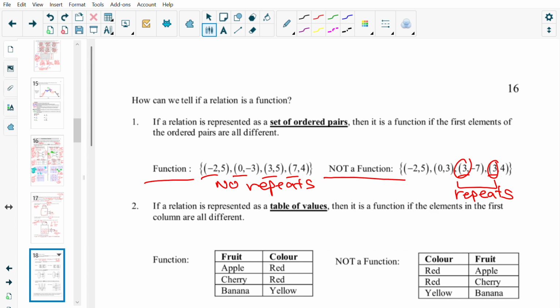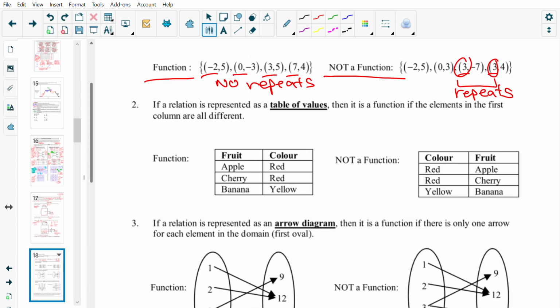Okay, so function, not a function. How about a table of values? If a relation is represented as a table of values, then it is a function if the elements in the first column are all different. All different. But I like to think of it as no repeats in the domain. All you have to look at is the domain. So this is the domain. No repeats.